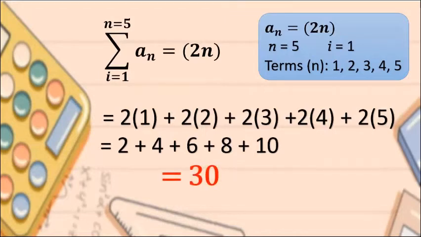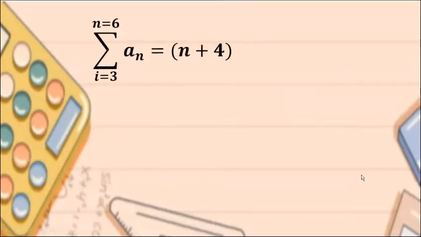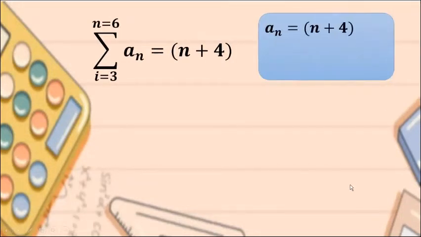Therefore, we can say that the sum of the terms 1 to 5, wherein the general equation is 2n, is equal to 30. Another one, let's have the sum of the third term to the sixth term, wherein the sequence is represented by n plus 4. So the general term is n plus 4.